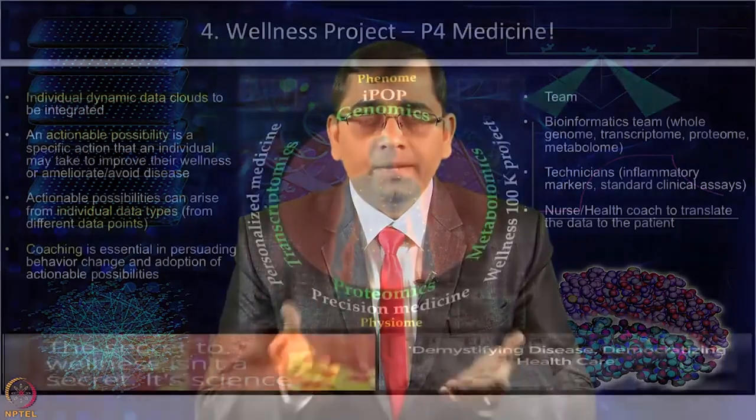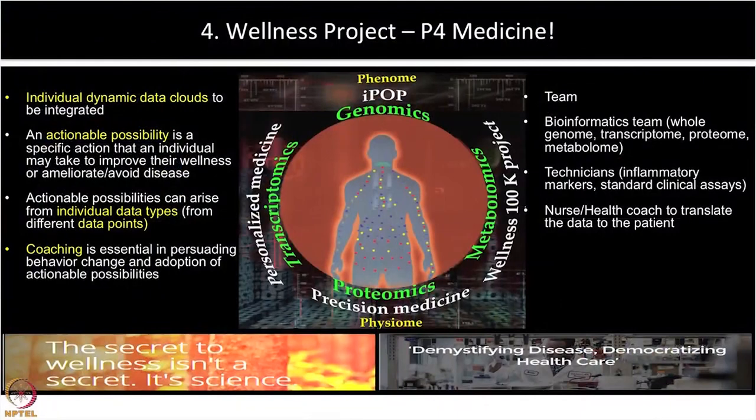Let me now take you to the next project, which is the wellness project. We have been talking mainly about how to compare healthy individuals with disease. But can we look at the wellness or the health status of a healthy or seemingly healthy individual in a longitudinal manner? So can we look at their entire omics profile at different time intervals, from time 0 to 6 months, to 1 year, 2 years, and start looking at whether there are changes happening in a dynamic manner inside the body which might give us clues for what disease the individual might be having or whether the individual is still healthy.